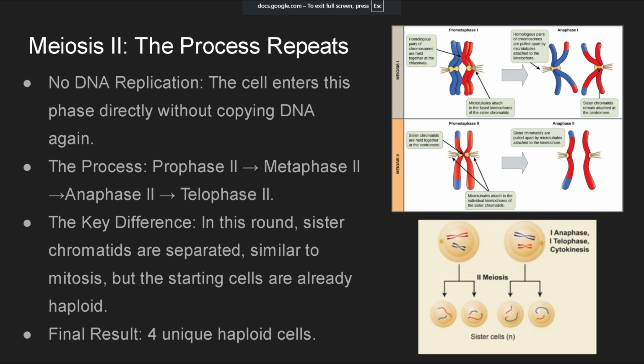After meiosis 1, the cell moves directly into meiosis 2 without replicating its DNA again. This stage looks exactly like mitosis. We line the chromosomes up at the equator and then pull the sister chromatids apart during anaphase 2. By the end of telophase 2, we have four genetically unique haploid cells. Remember, meiosis 1 separated homologous pairs, and meiosis 2 separates the sister chromatids.